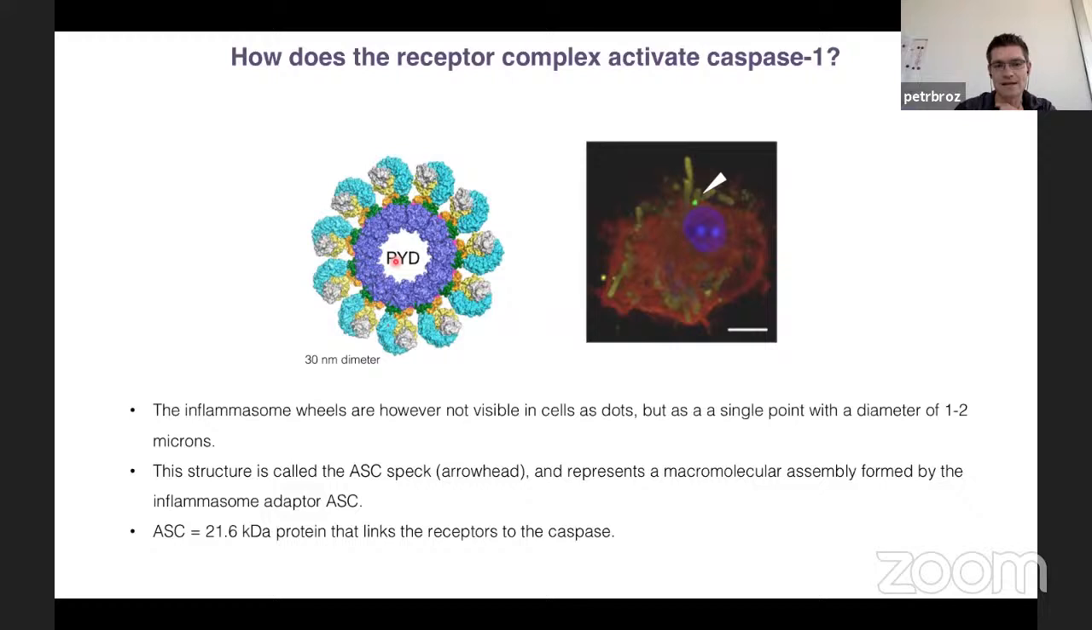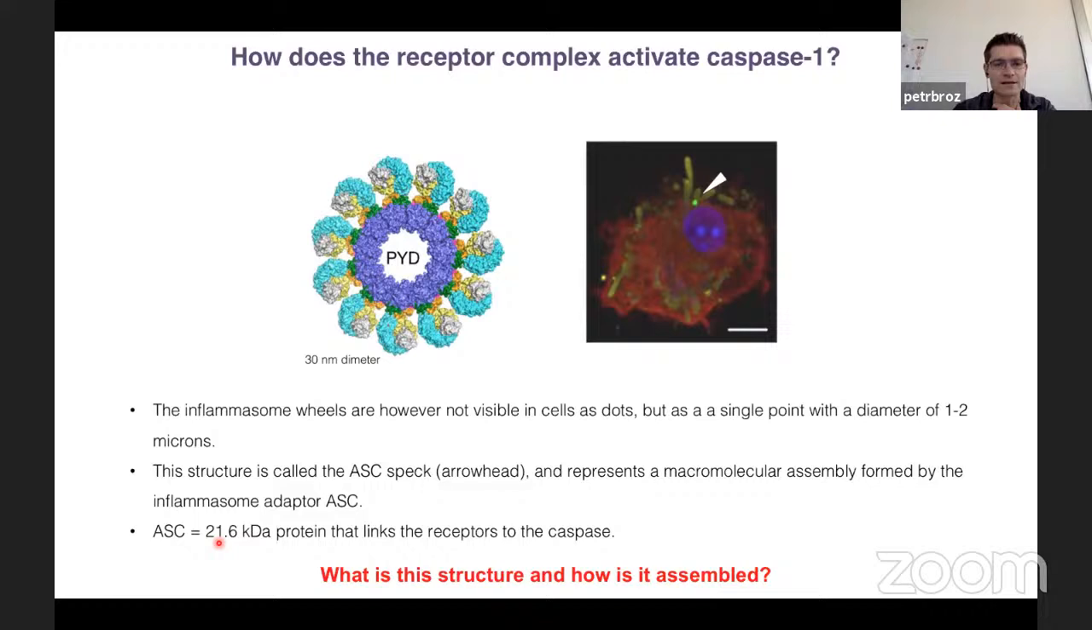That's the next step of the pathway. The receptor interacts with the adapter ASC, and the ASC forms this structure here. In ASC knockouts, you will never see this type of structure being formed. So how does ASC form something like this? It has 1 to 2 microns in diameter, so this is a very big macromolecular structure. But ASC has only 20 kilodaltons. It's a very small protein consisting of two 10 kilodalton domains. So what is this structure and how is it assembled?